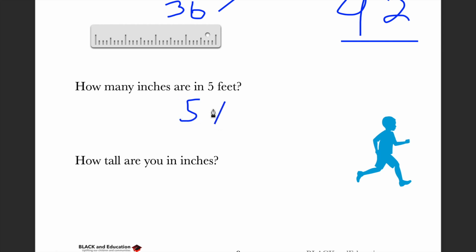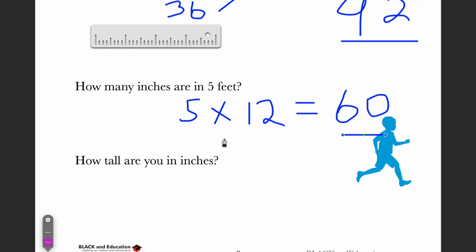times 12. You might already know what 5 times 12 is if you know your multiplication facts off the top of your head. That's why it's so important and so useful to do that. Well, 5 times 12 is 60. If I go ahead and put 60 right here, I may know that off the top of my head. I know that 5 times 2 is 10, I carry the 1, it's going to be 60. So it's going to be 60 inches in 5 feet.